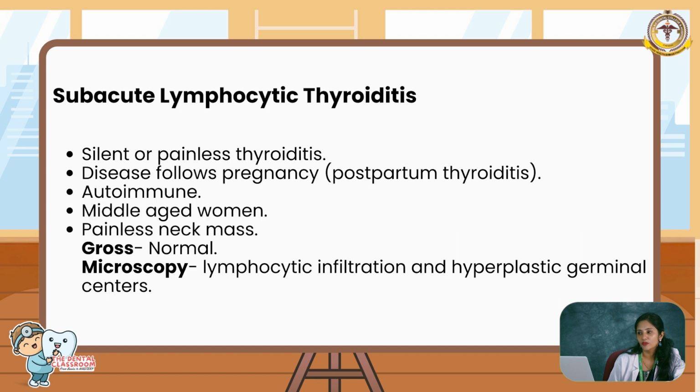What is subacute lymphocytic thyroiditis? We call it silent or painless thyroiditis. This disease follows pregnancy. It's an autoimmune disease. It can occur in middle-aged women. A painless neck mass is the presentation. Gross will usually be normal. Under microscopy, you will see lymphocytic infiltration and hyperplastic germinal centers.